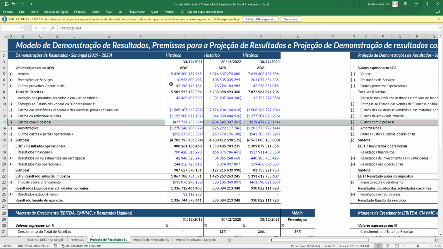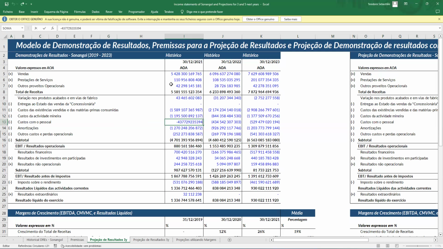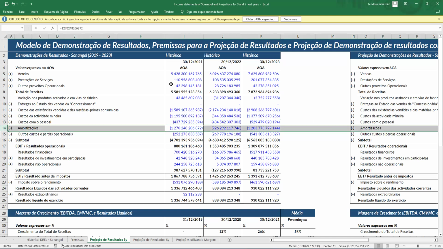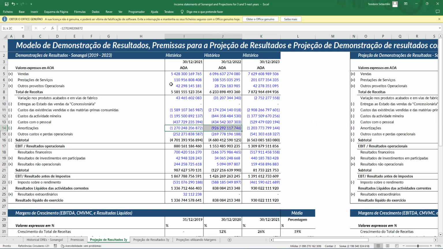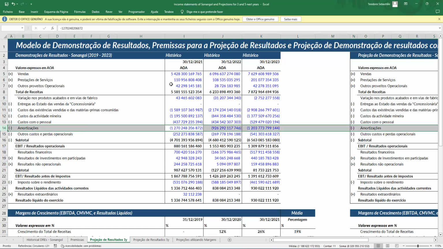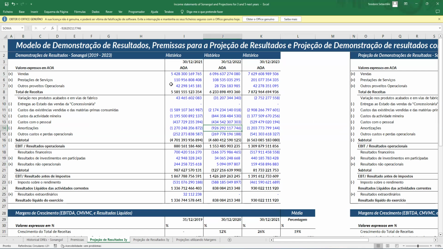The custos com pessoal, that is the salaries. We can see that it's stable values from 2021 to 2022, and for 2023, this number just increased by more than 100 billion. For the amortization, that is the depreciation and amortization, it's basically a non-cash expenditure, but we can see that it's minus 1 trillion, and minus 900 billion for 2022, and minus 1 trillion for 2023, which shows us that this number is decreasing, but it just increased in 2023, though it's not bigger than the 2021 value.